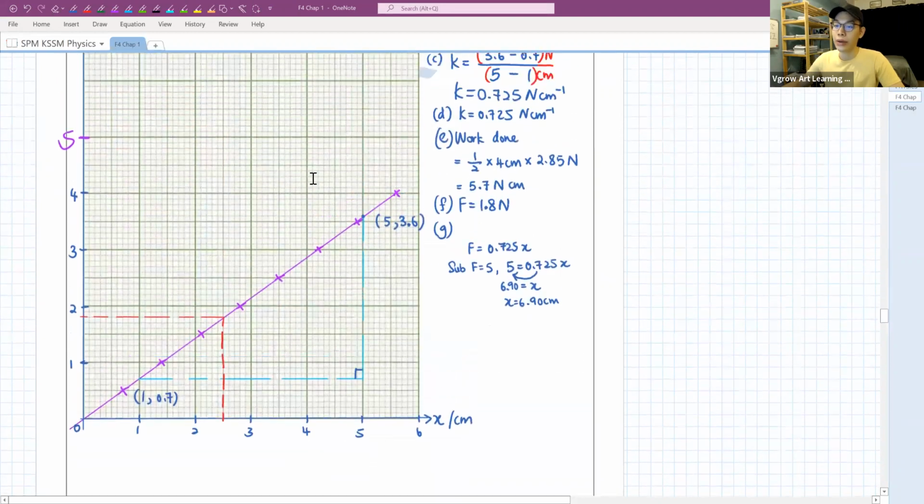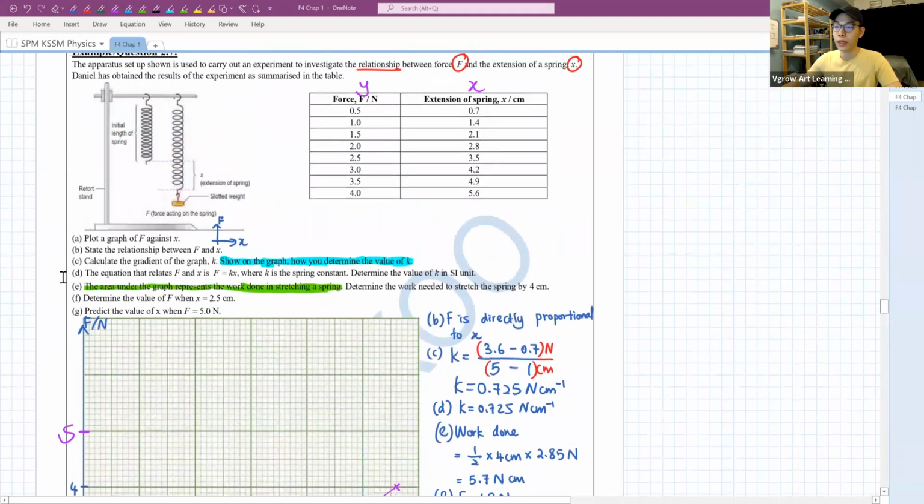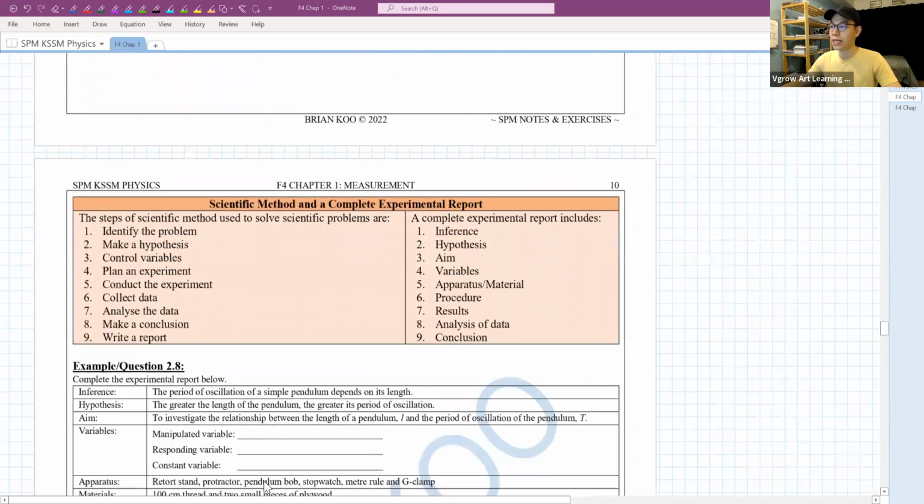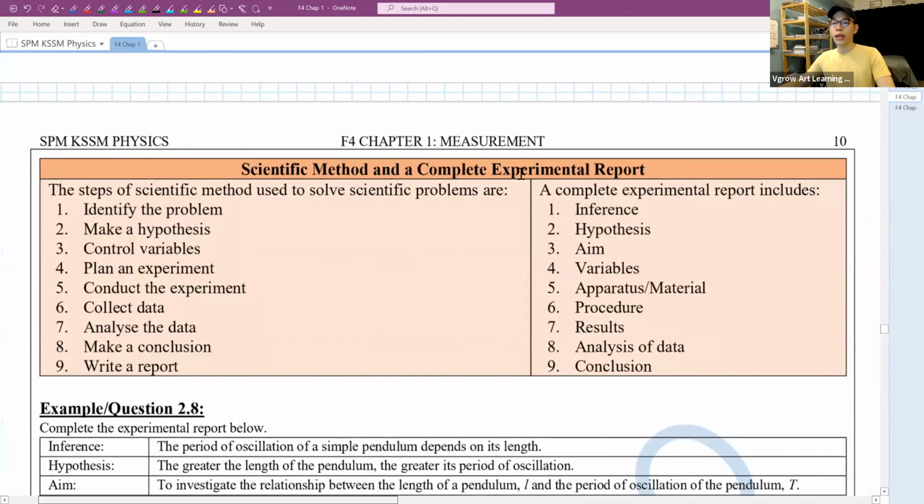Okay, so this one is done already. Next part. This orange table is on scientific methods and a complete experimental report. Okay, the steps of scientific method. This one actually you learned last time in science, but I just put it in here so that it's easier for you to see. Don't need to memorize this. They won't ask this in SPM.